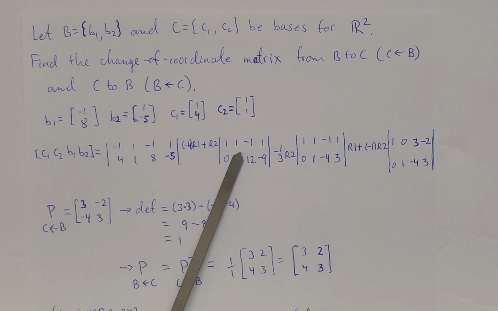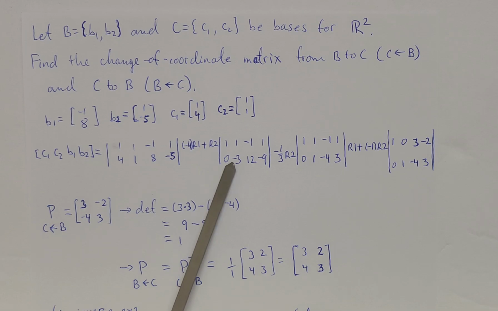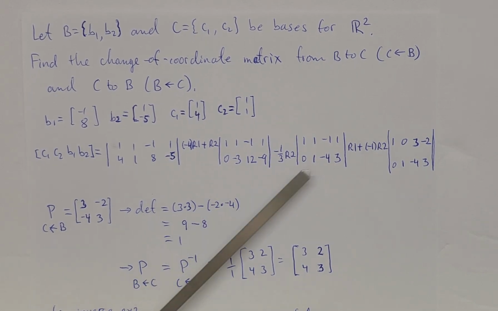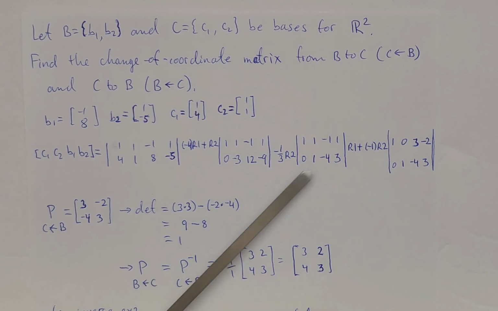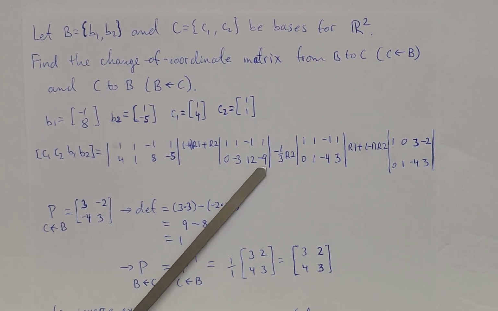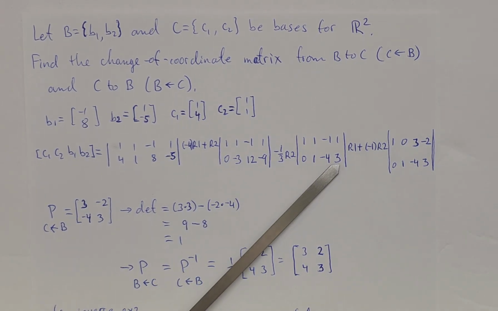Next, I need this -3 to be a 1. The reciprocal of 3 is 1/3, and I put another negative in because I have another negative here. A negative and a negative become positive. So -1/3 times -3 is +1. -1/3 times 12 gives me -4. -1/3 times -9 gives me +3.